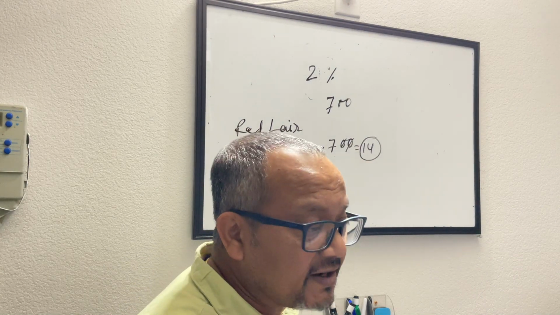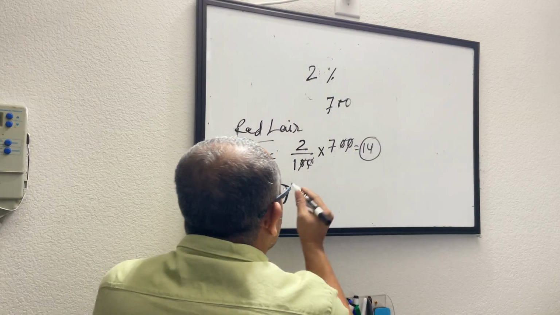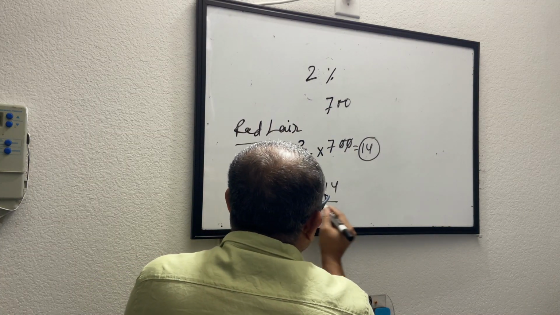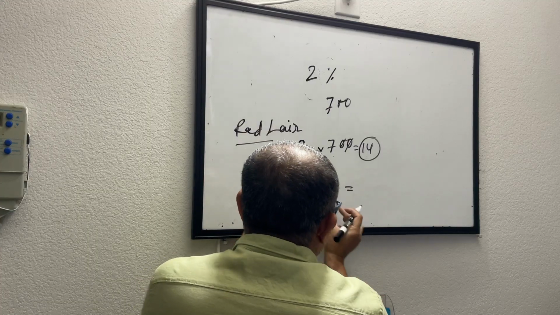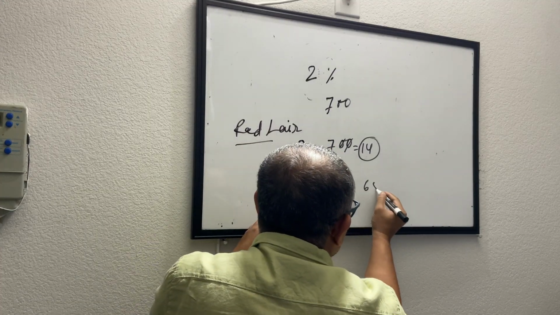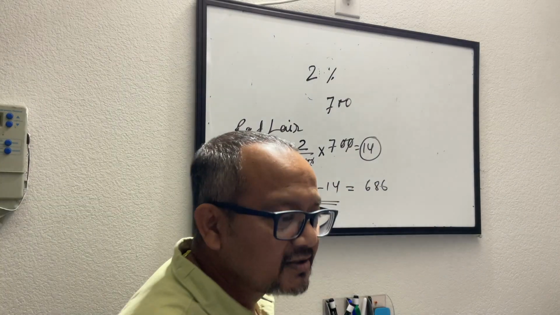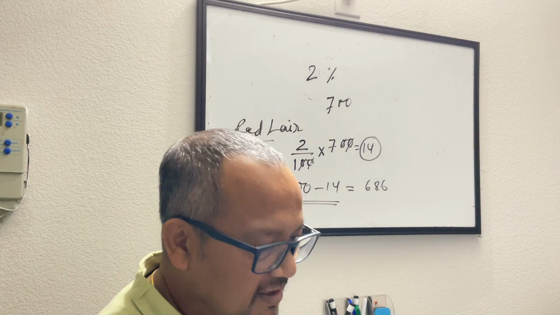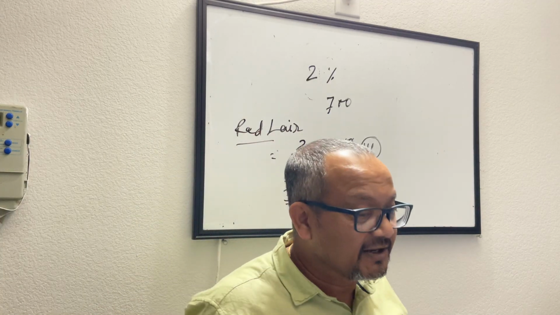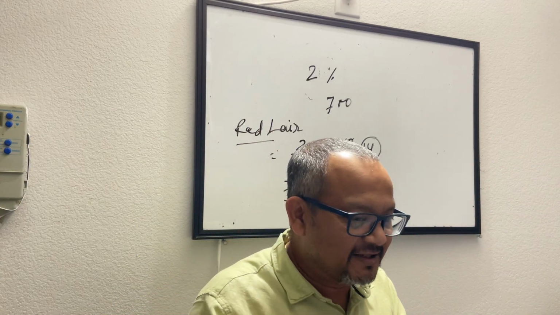How many don't have red hair? You just subtract 700 minus 14. This is the number of students who don't have red hair, so you are actually excluding the ones who have red hair. That becomes 686. As simple as that. So Ayush, you had actually solved it, just that you did not think one more step. That's it.